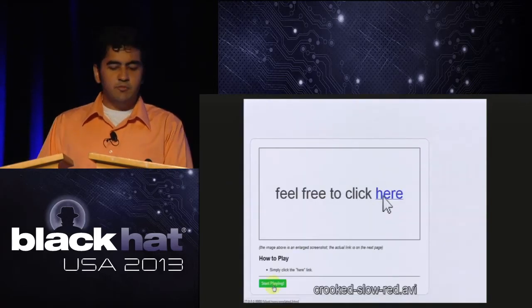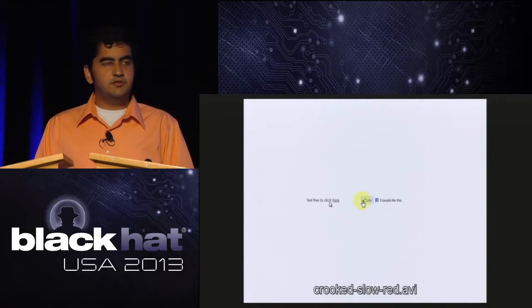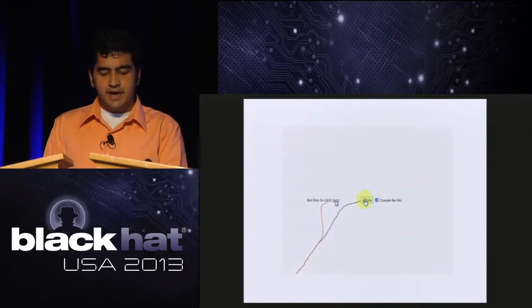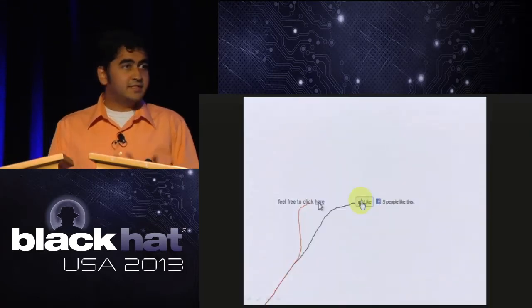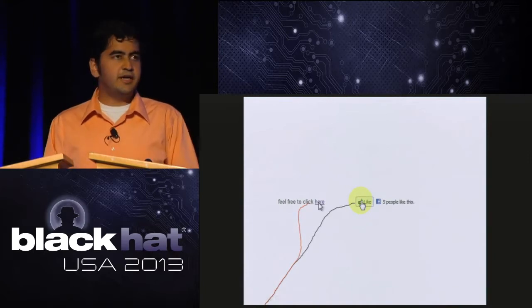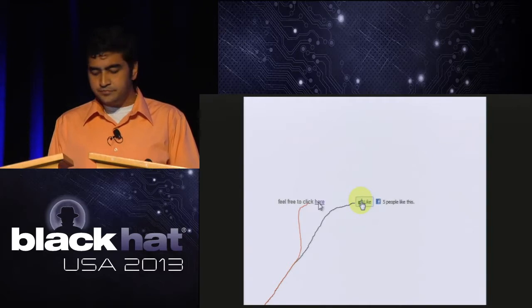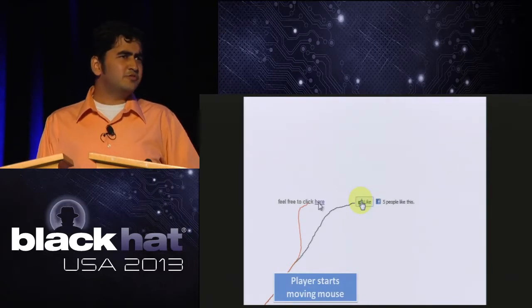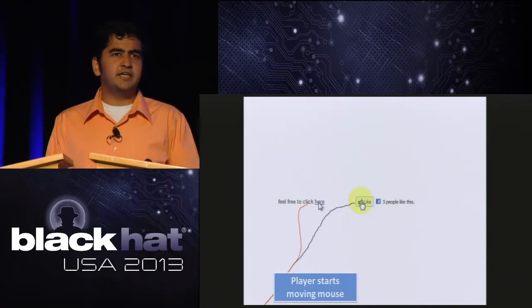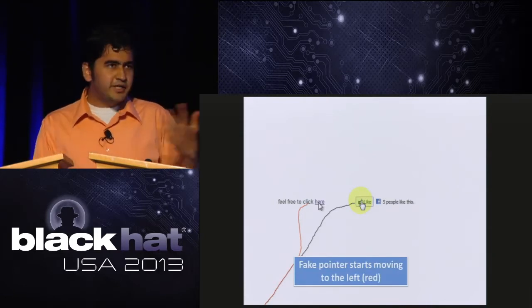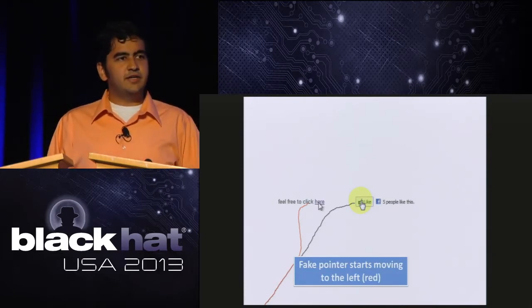All right, so it starts from the bottom left, starts moving towards the left, and the user is tricked into clicking. And so what exactly is happening here? This is the figure I was just showing. The red area is the fake thing that we are drawing, and the black line is the real hardware pointer. The player starts moving the mouse from the bottom left because that's where we kept the start the game button. Fake pointer starts moving slowly towards the left a little bit.